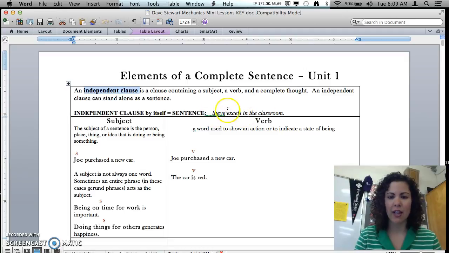Steve excels in the classroom. Here we have our subject, Steve. What is he doing? That's the verb. He excels. And then complete thought, in the classroom where he's at.